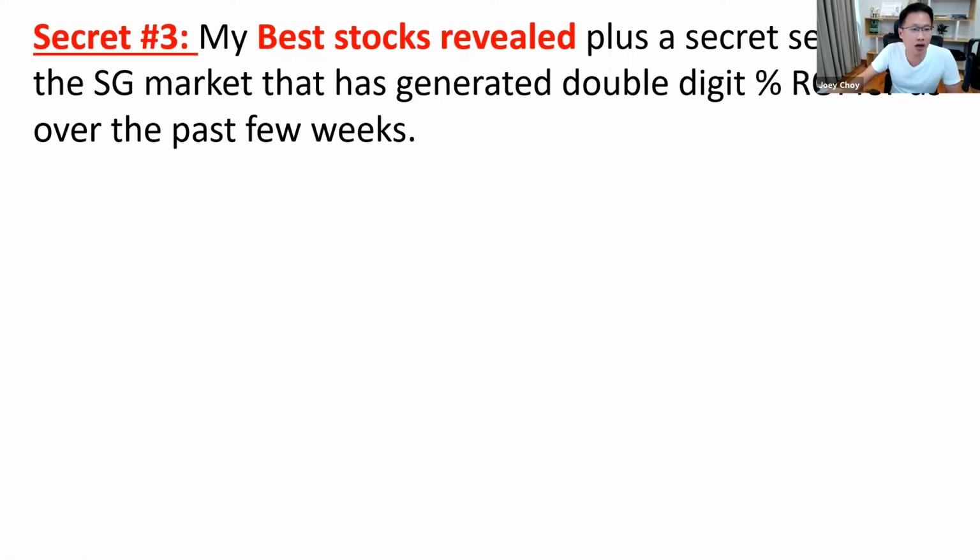So I believe now you have a good understanding of what this whole strategy is about. And when I talk about these stocks in a bit, at least you have a better idea, right? So this is pretty much what secret number 3 is. My best stocks in the Singapore market that you can position yourself in to generate double-digit percentage ROI, return on investment, for yourself, and it's done for us over the past few weeks and few months as well, right? So this is what we covered, right?